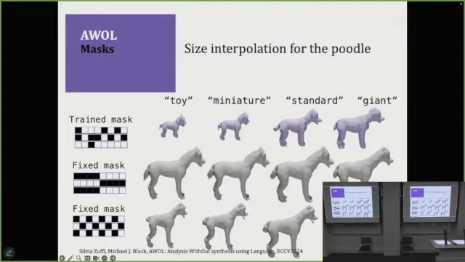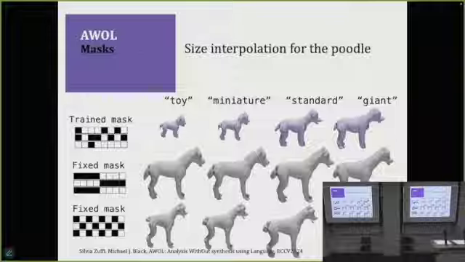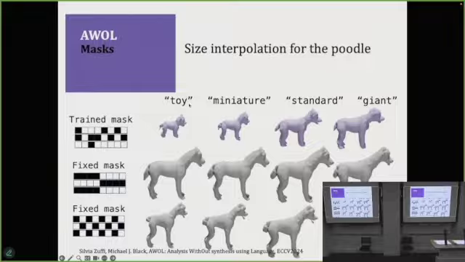The technical novelty that we have in the paper is that we train the mask that selects the variables. If we don't do that, it works, but not as nicely. So for the poodle, if we train the mask and then we ask for a toy poodle, a miniature poodle, a standard poodle or a giant poodle, we obtain this size variation. And if we don't do that, we don't obtain this size variation. In the training set, we have a small poodle and a big one, but they're both called poodle. We don't have attributes, as I showed you before.